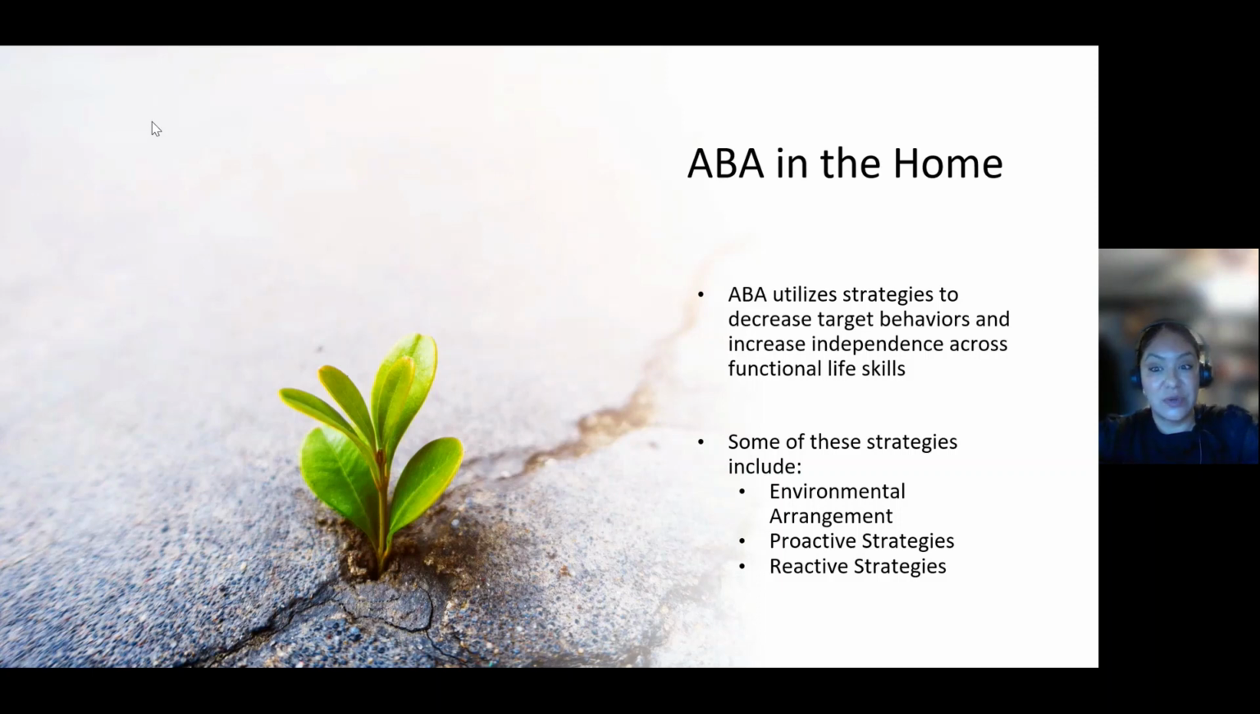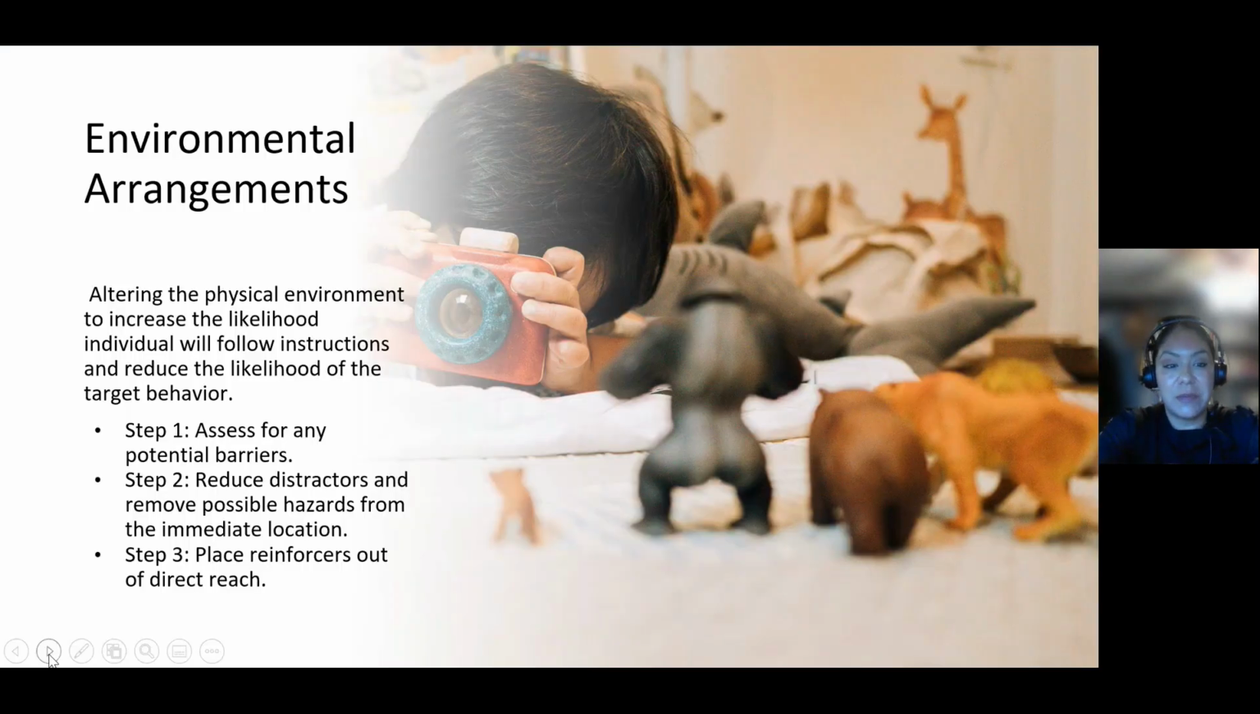ABA utilizes these strategies to decrease the behaviors that we want to see less of and to increase independence. So we want to teach the clients that we work with some functional life skills, right? And so some of the strategies that we use are environmental arrangements, proactive strategies, and reactive strategies. So we'll start with environmental arrangements.